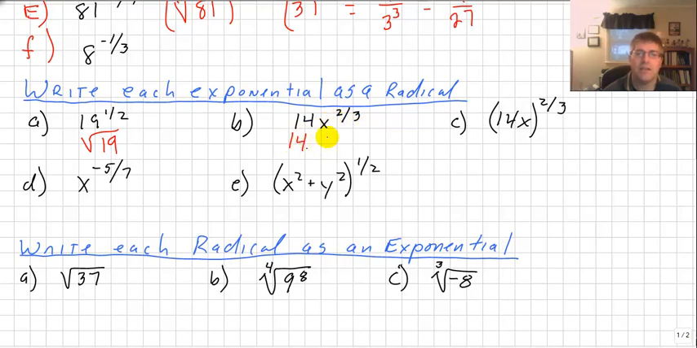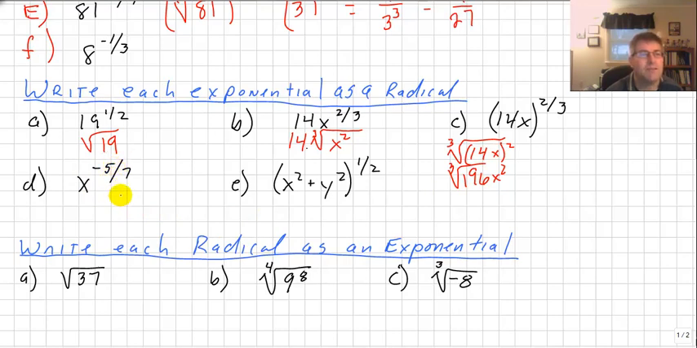So this is 14 times the cube root of x squared. Versus C, now we're taking the 2/3 of the 14 as well. 14 and x, it's power over root. So it's the cube root of 14x, quantity squared, or the cube root of 196x squared, because we have to square the 14 and we have to square the x.